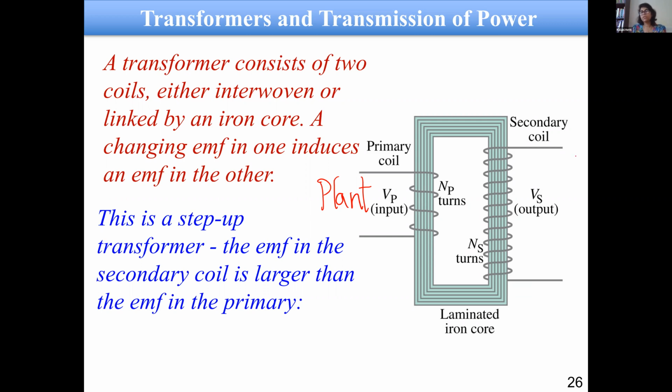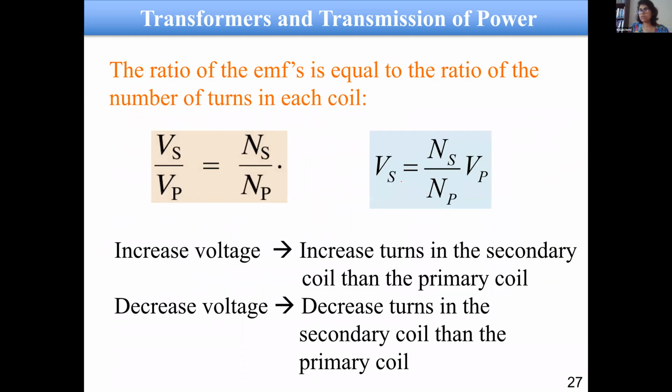So now this is the outlet coming to your home, and this is your home. It is exactly the opposite. Then you make a smaller number of turns, and that is called a step down transformer. Then you can have a small voltage. Okay, so that is how transformers work.